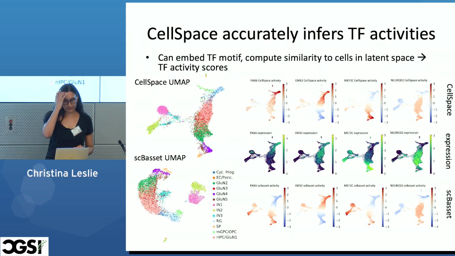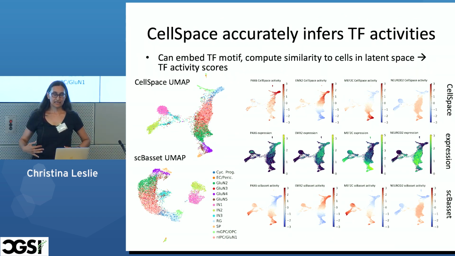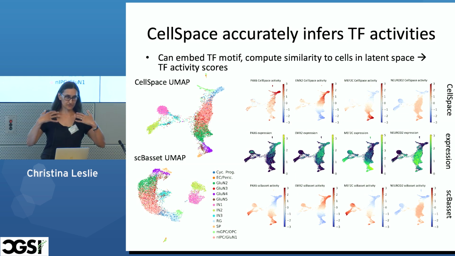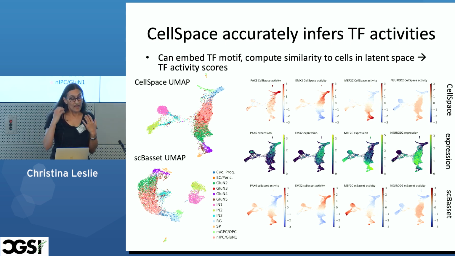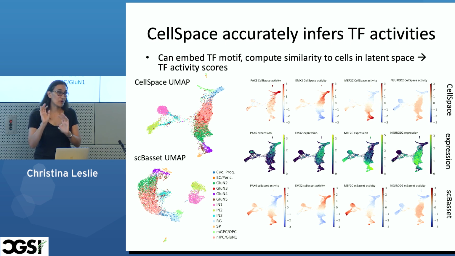Okay, one more thing we can do. We can take important transcription factors. If we know their binding motifs, we can embed the motifs. We can compute the similarity between motifs and cells in the latent space, and we get a score, a transcription factor activity score. And that tells us where the model is saying certain transcription factors are active.